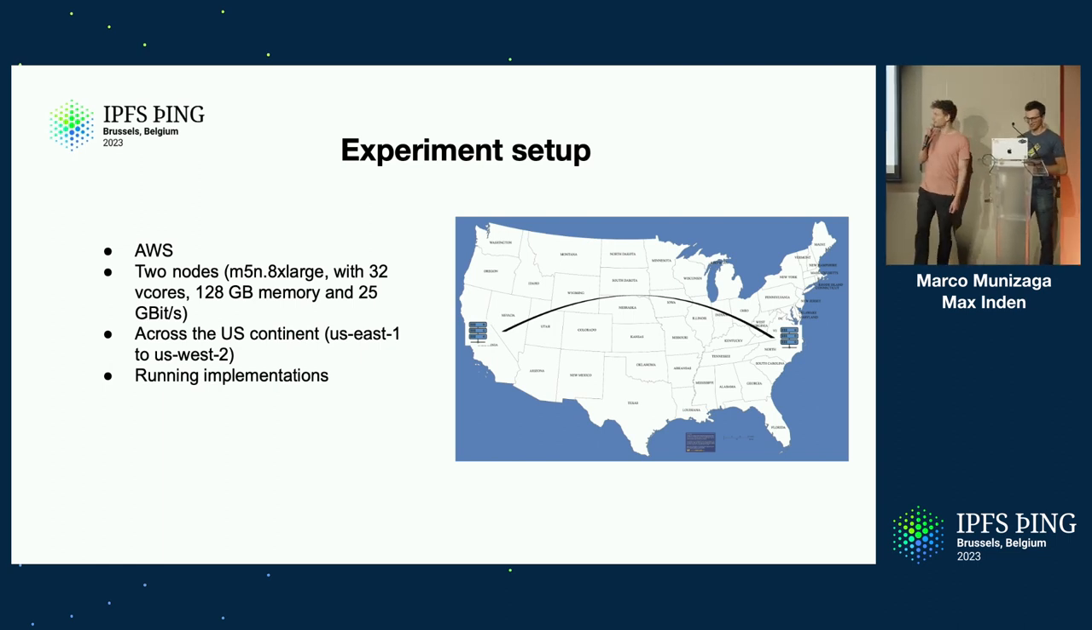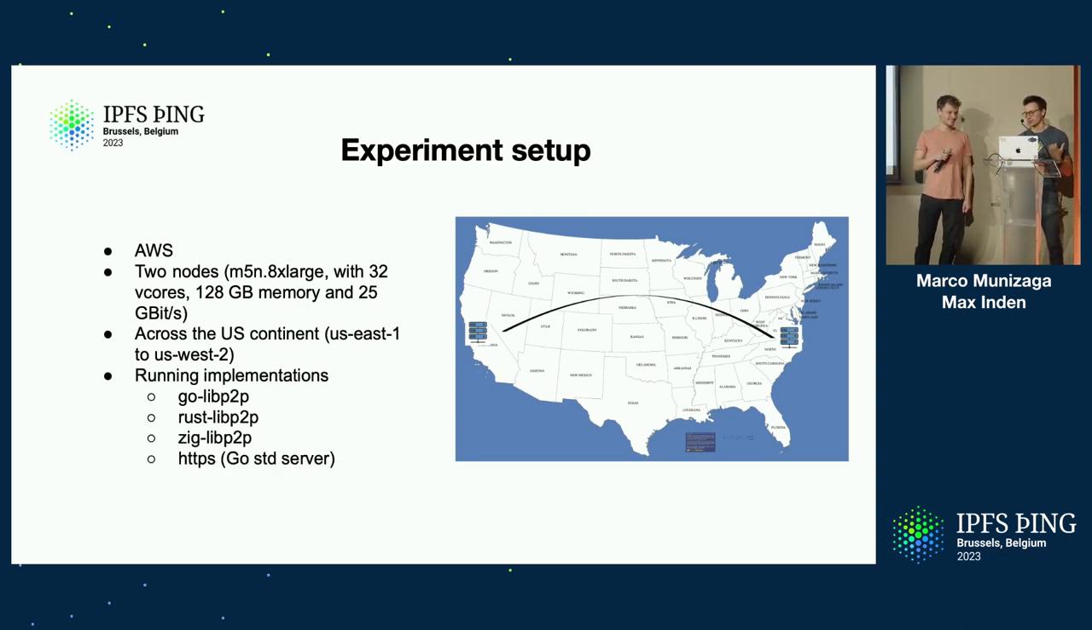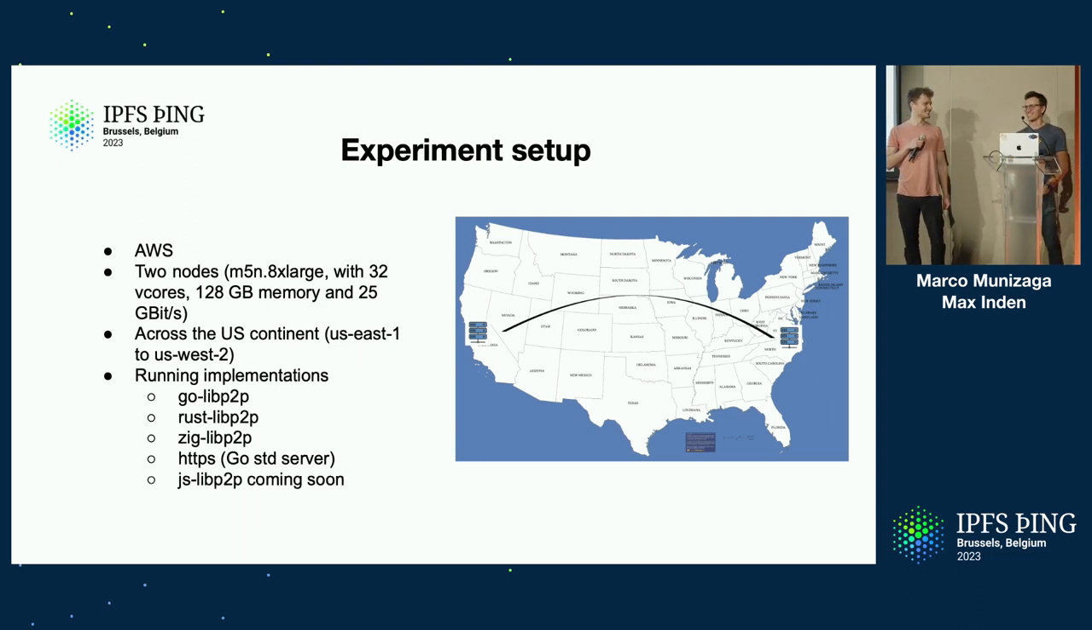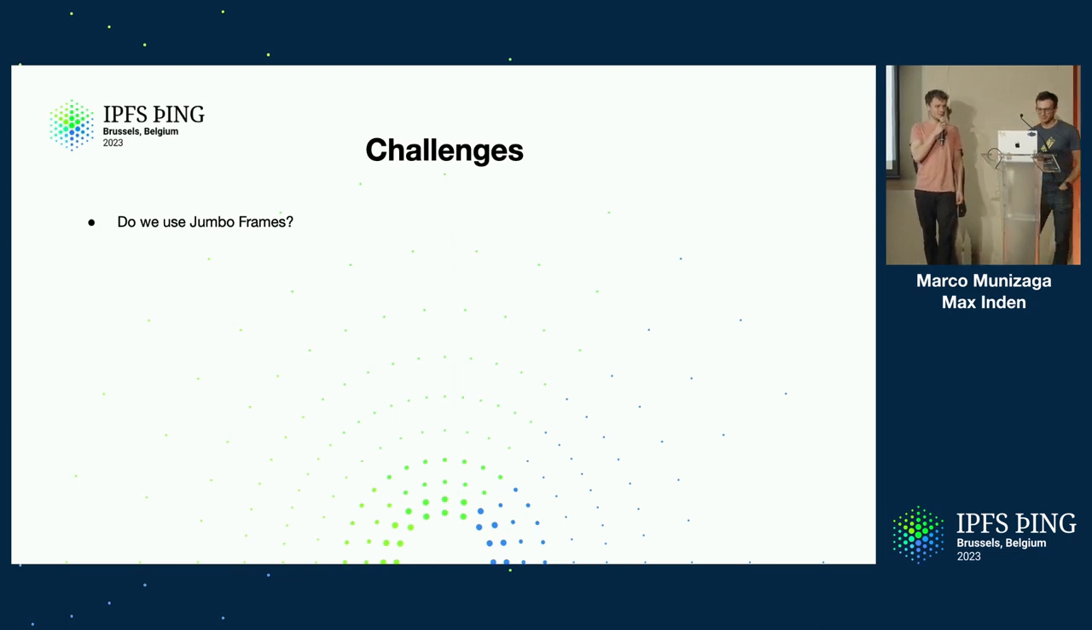You're running different implementations. Which implementations are those? We're running Go, Rust, Zig, and the HTTPS server to compare. Very cool. Isn't there one missing? Yes, JS coming soon. Cool. All right, so you have built all of this.